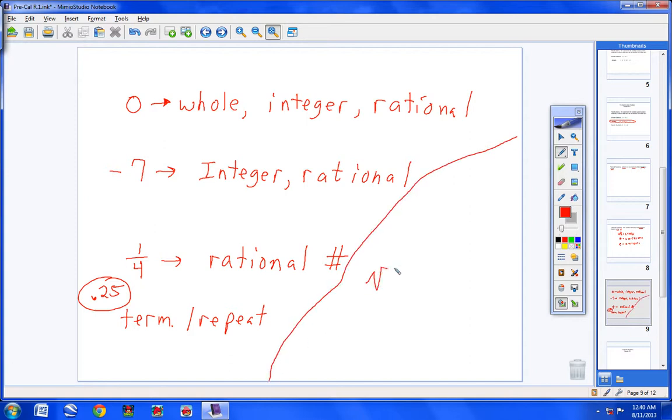How about the square root of 2? Well, the square root of 2 is definitely not a whole number. It's definitely not an integer. It's definitely not a natural number. And if you type the square root of 2 into a calculator, you're going to see it does not repeat. It's 1.414213562, and on it goes. So it does not terminate. It does not repeat. So this would be an irrational number.